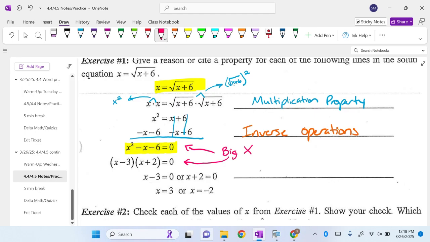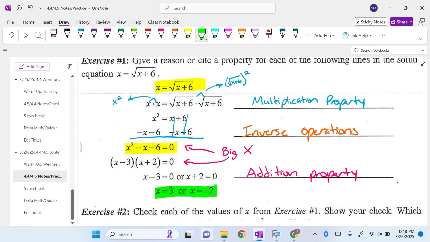Then from here, they took these two factors and set them both equal to 0. They can do that based off of the addition property. And then they solved each individual equation. So their two answers were x equals 3 or x equals negative 2.